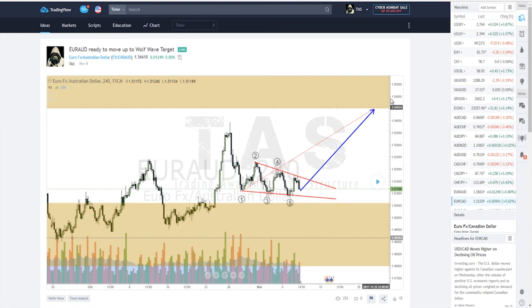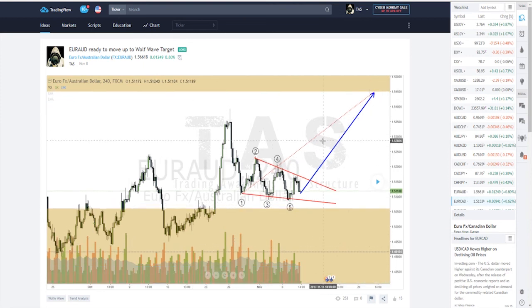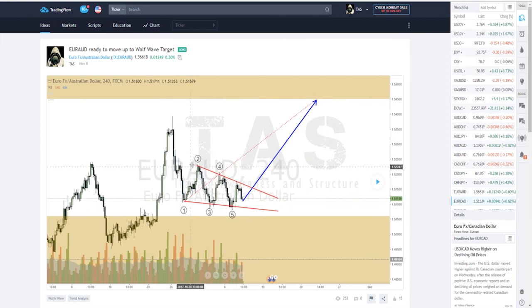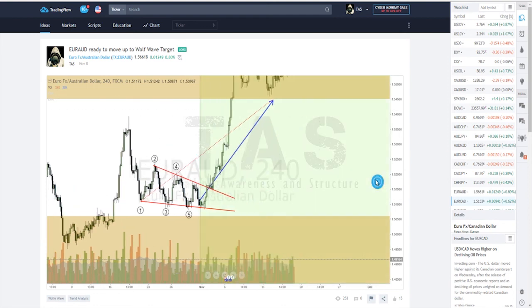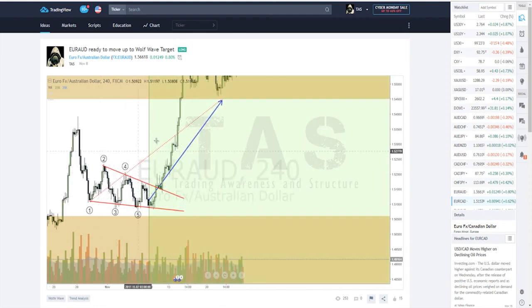This is the same chart repeated. This is a euro Australian dollar. I was looking for a wave wolf target here, so one wave. This would be 1, 2, 3, 4, 5 waves, then going up. I then saw that the count should have been just adjusted to be this one of 1, 2, 3, 4, 5, then up, then up. There you go.